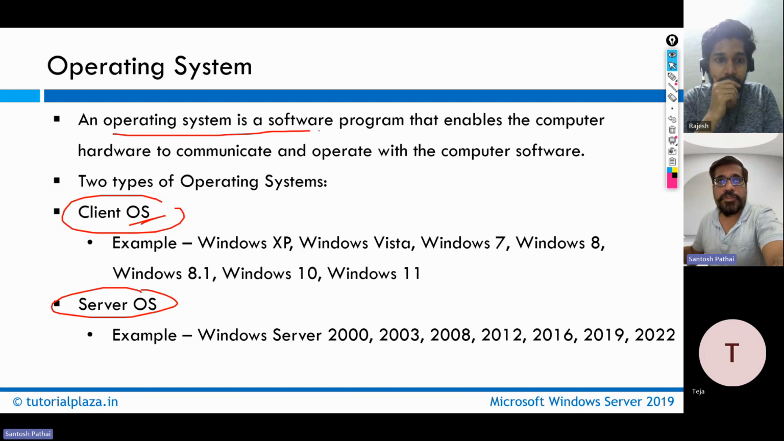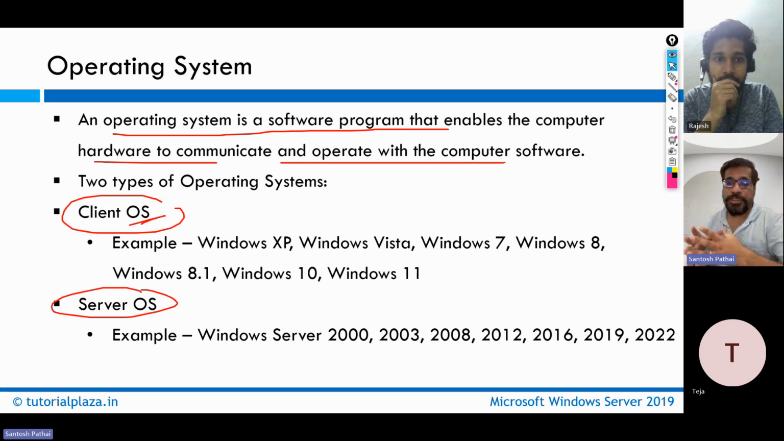An operating system is a software program that enables the computer hardware to communicate and operate with your computer software. For example, Adobe PDF Reader is a computer software. Google Chrome is a computer software, and it wants to talk to your hardware. So the layer between the hardware and your software is the operating system. The trigger goes to your operating system and the operating system passes the same thing to your hardware.